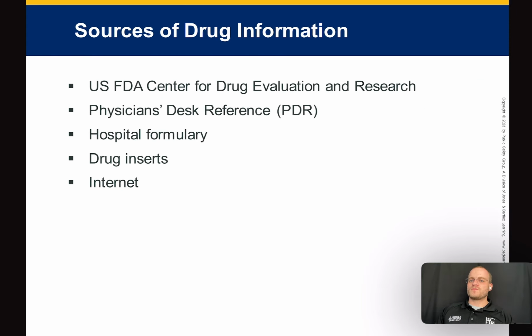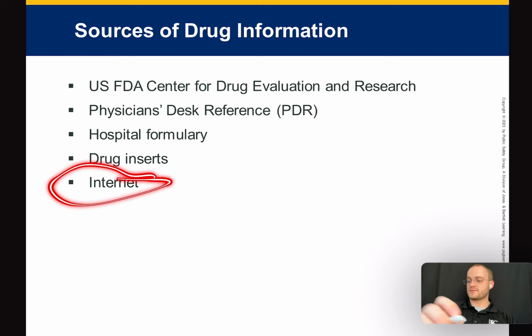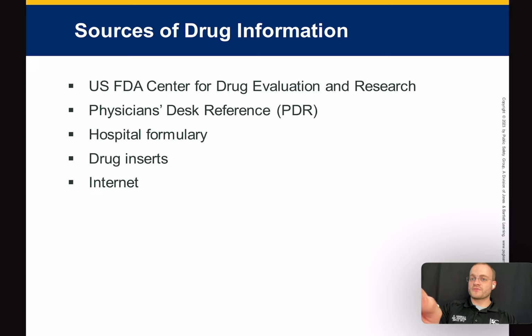So where do we get good drug information? Okay, I will say that the internet at this point has some pretty good resources on how to get information on drugs. And this would probably be, as of 2023, the first place that we go. But there are other options, right? So the United States Food and Drug Administration Center for Drug Evaluation and Research, right? So I guess you could look it up there.